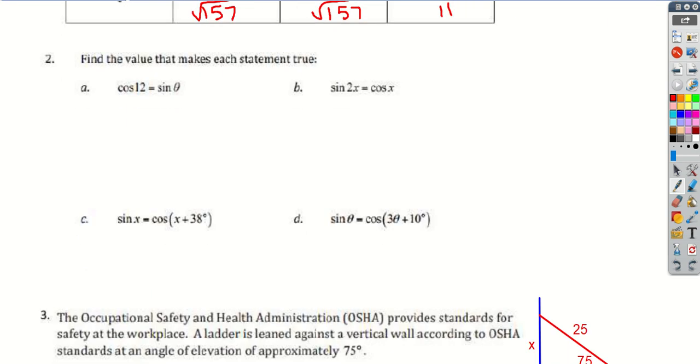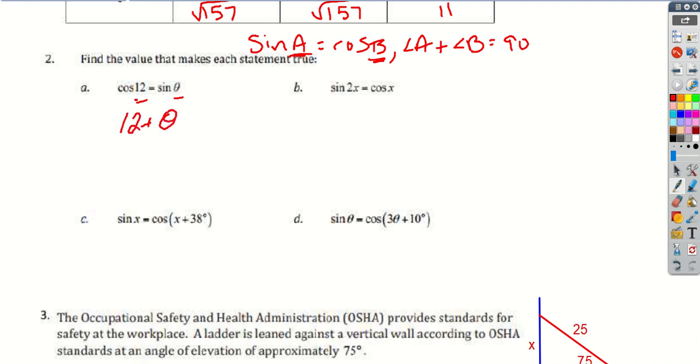All right. Find the value that makes each statement true. So remember the big thing we talked about here is that if the sine of A is equal to the cosine of B, then that means that angle A plus angle B is equal to 90. So if cosine of 12 is equal to sine of theta, we know that 12 plus theta is equal to 90. So theta is going to equal 78 by subtracting 12 from both sides.